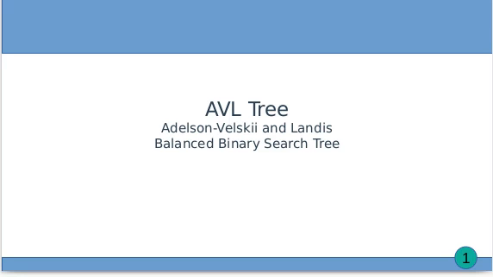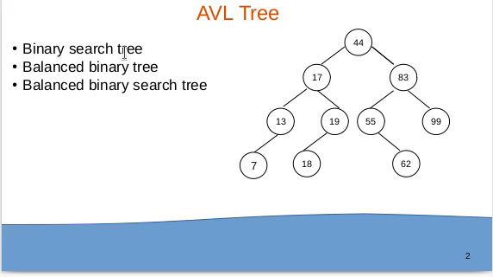Today we will discuss the AVL tree. AVL tree is named after its inventors, Adelson-Velsky and Landis, AVL. It is a balanced binary search tree. A binary search tree, as we discussed earlier, is a tree where the left child is always smaller than the root and the right child is bigger than the root.